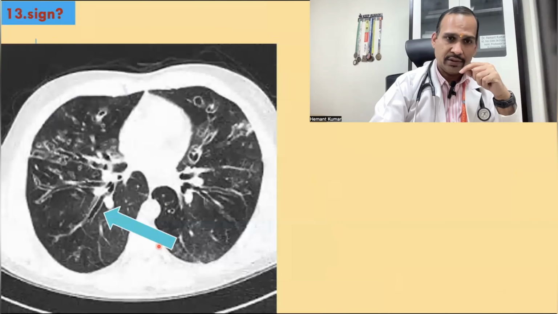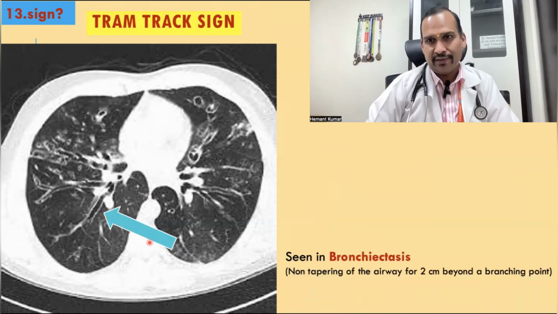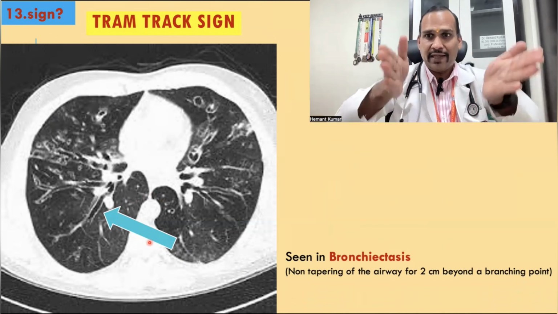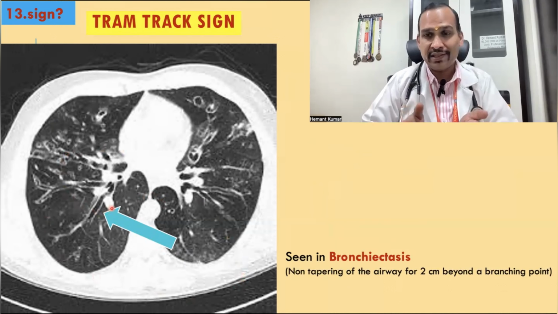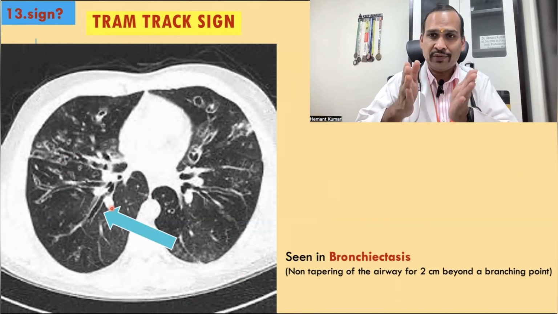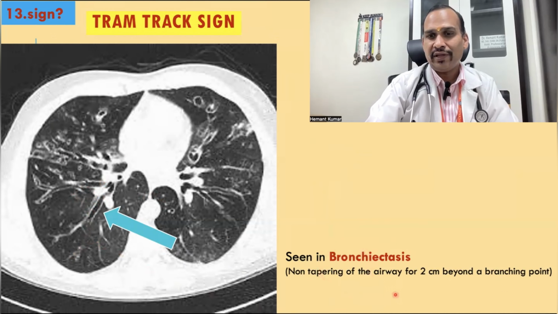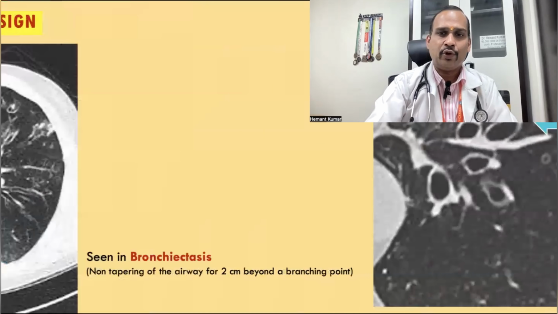Now, number 13. So in this, you can see this arrow. So this is tram track sign or tram track appearance. So have you seen tram? Trams are coming like that, railway line. Okay. So this is seen in bronchiectasis. Why is this seen in bronchiectasis? In bronchiectasis, there is dilatation of airway. So whenever there is dilatation of airway and because of thickening of wall, it looks like a tram track. So non-tapering of airway for 2 centimeter beyond a branching point. The branching point is here. If for 2 centimeter it is not getting taper, this is tram track appearance specific for bronchiectasis.